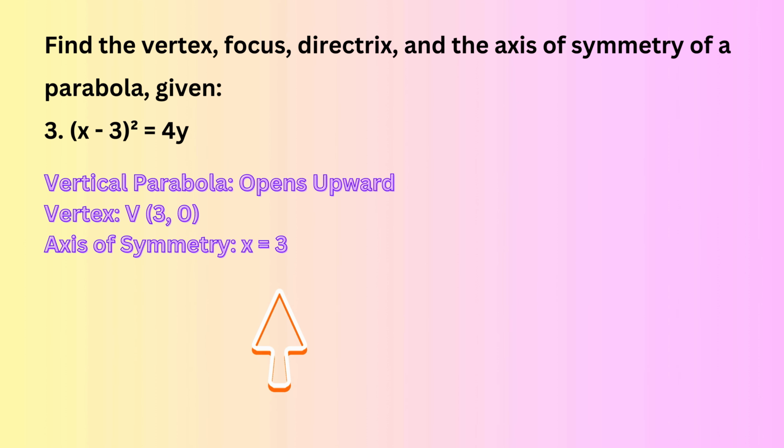Now, every time you identify the axis of symmetry, you just need to look at whether the x or y is squared. If y is squared, then your axis of symmetry must be y equals some value. Check the y-coordinate of the vertex to determine that value.